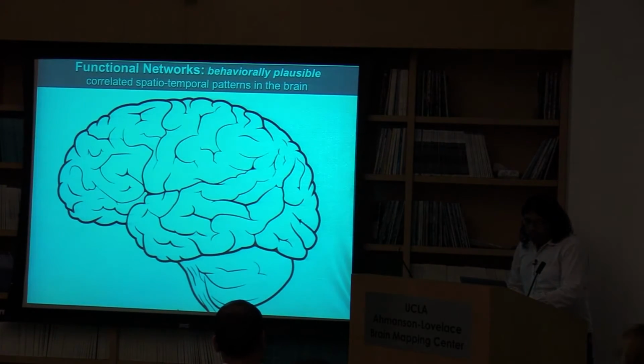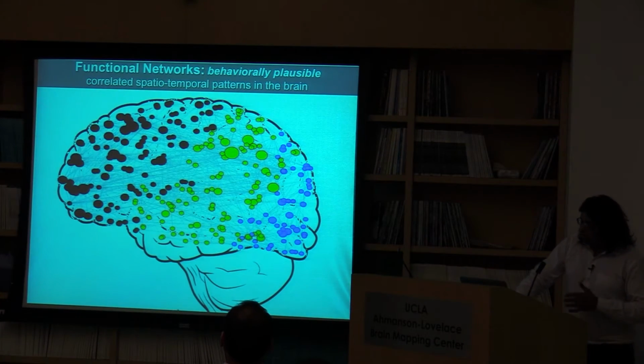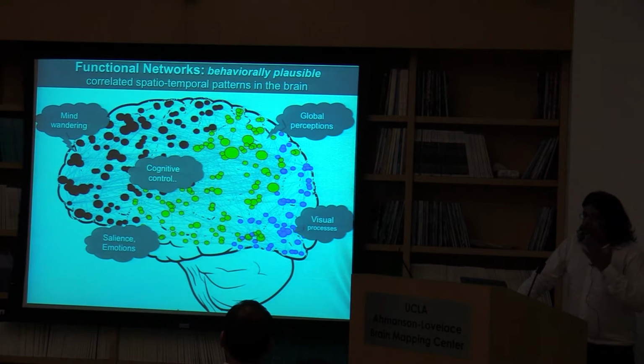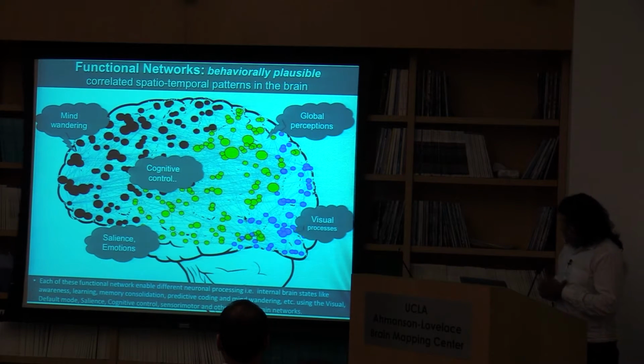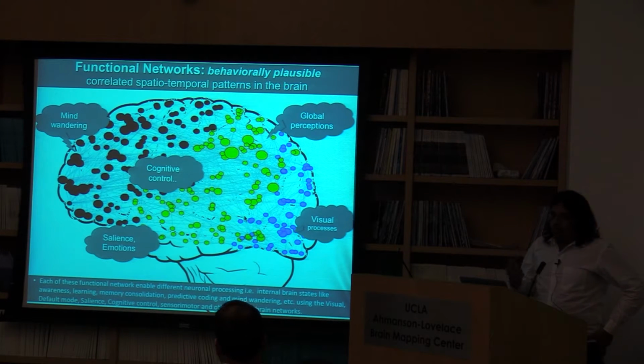Functional networks are behaviorally plausible correlated spatiotemporal patterns in the brain, and there are numerous functional networks in the brain. Each of these functional networks enables different neuronal processing, such as internal brain states like awareness, learning, memory consolidation, predictive coding, mind wandering, etc.